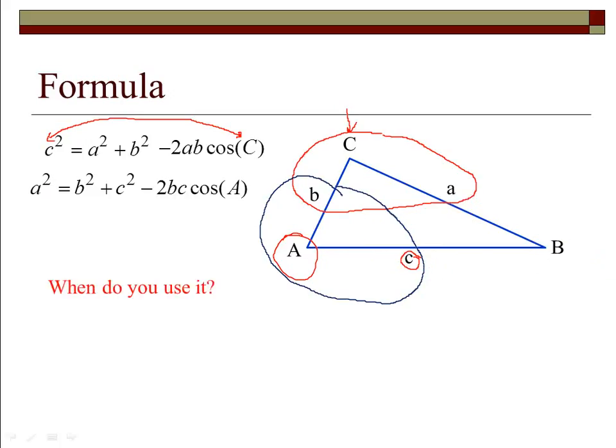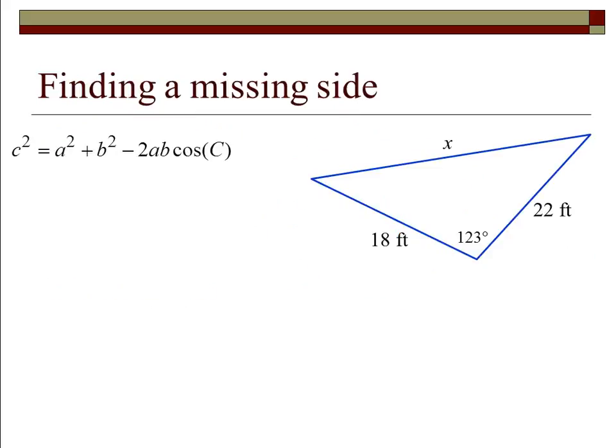So when do we use it? Well, we want to use this when we have three sides or we have side-angle-side. So if you only have one or no angles, the law of cosines is what you're going to be using. Okay, so first we're going to look at finding a missing side. This is the side-angle-side case. If you're finding a missing side using the law of cosines, you're basically working a side-angle-side.